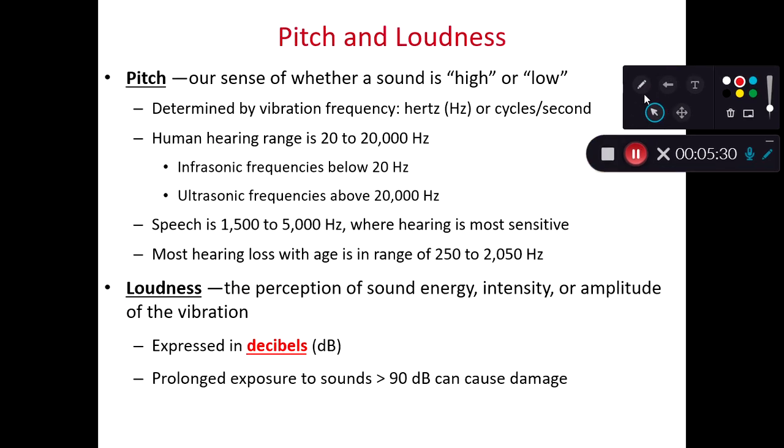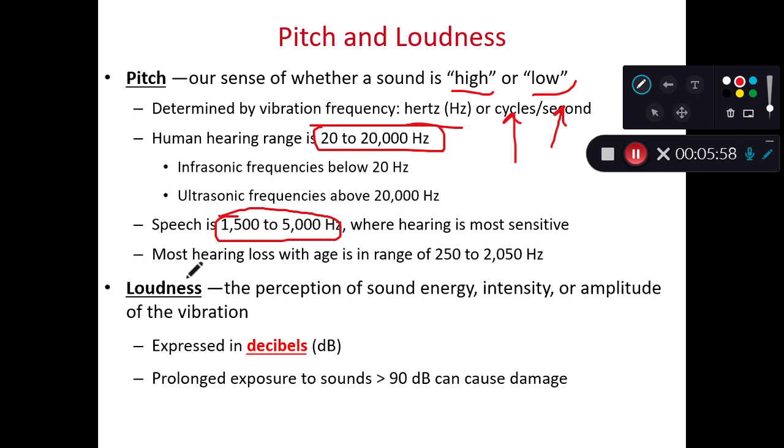As we're looking at pitch, our pitch or frequency determines if the sound is high or low. The frequency is measured in hertz, which is the number of compressions or cycles that occur in 1 second. Human hearing can hear up to 20,000 hertz, nothing below 20 hertz. Human speech is between 1,500 and 5,000 hertz, and these are just some good figures to work with. If we start to have hearing loss, it is typically going to be in the range of 250 to 2000 hertz.